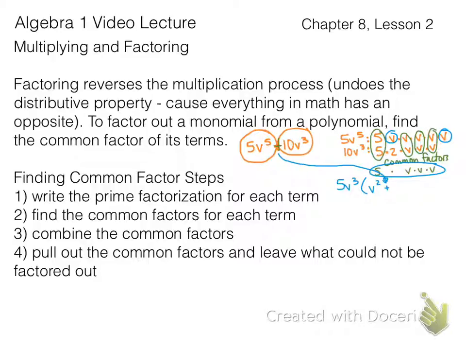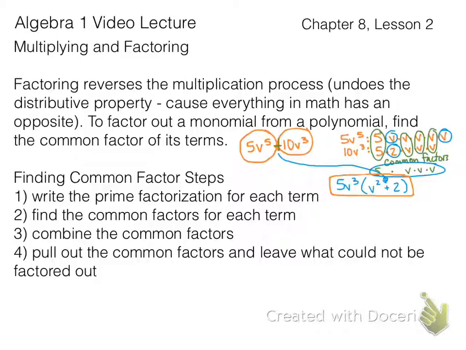There was a plus sign, and that plus sign stays because I should be able to then distribute what I get from this problem to get the original problem I started with. So what was I unable to take out of 10v to the 3rd after I took out 5v to the 3rd? Well, the only thing that's left is a 2. So guess what? That 2 still has to stay.